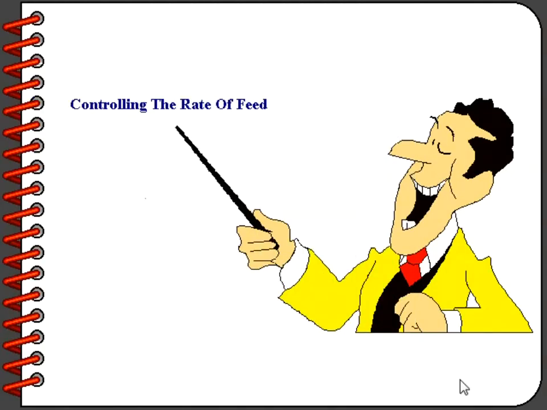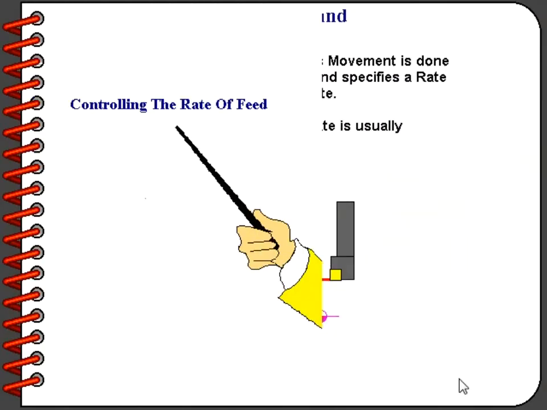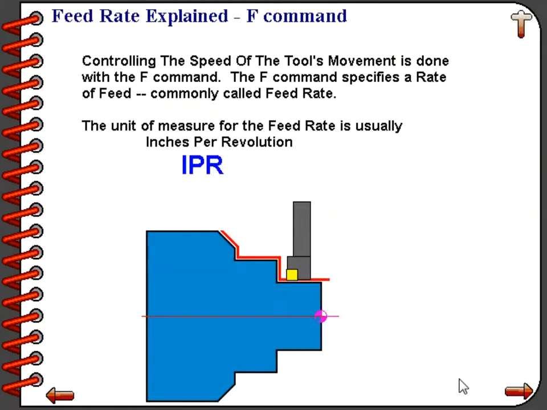Controlling the rate of feed with the F word. The CNC machine provides us with a way of controlling how fast the tool moves along while it is cutting the workpiece. This is called the feed rate. It is specified with the F command. This becomes active during the G01, G02, and G03 types of cut motions. It should be noted that there are two different types of feed rate on a CNC turning center. One would be inches per revolution, and the other mode would be inches per minute.